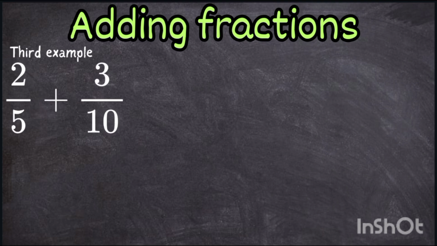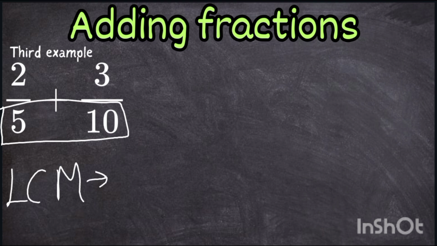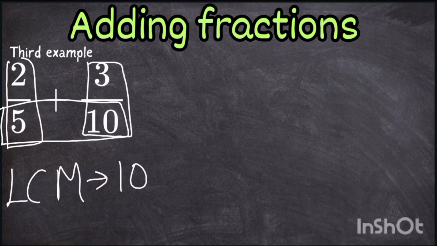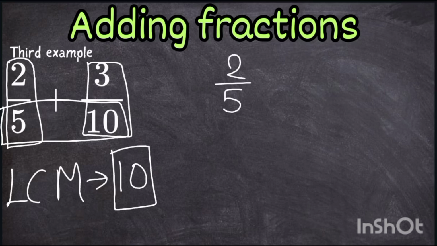Here, as you can see, our denominators are different, so we need to find the LCM. The LCM of 5 and 10 is 10, so our common denominator would be 10. As 3 by 10 already has the denominator of 10, we don't need to change that, but 2 by 5 has the denominator of 5, so we need to change that 5 to 10.